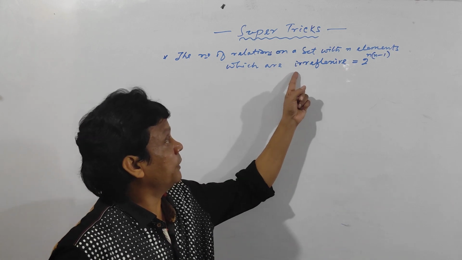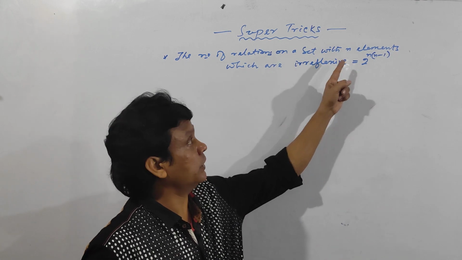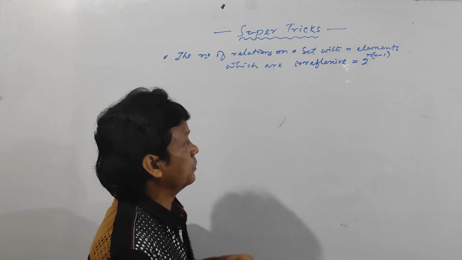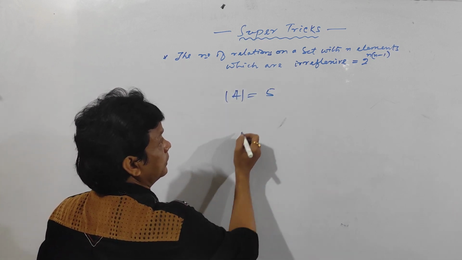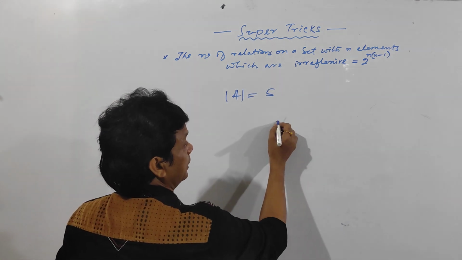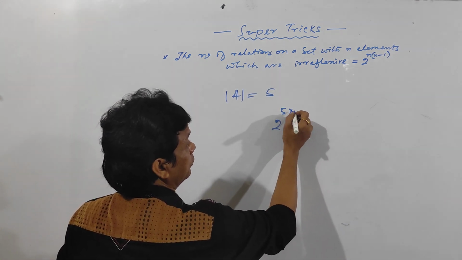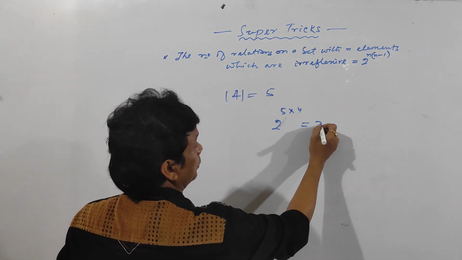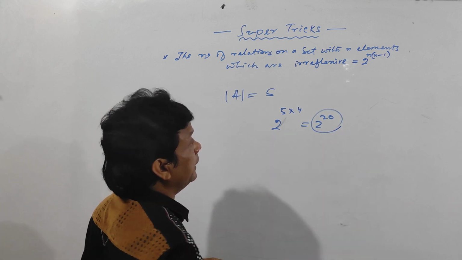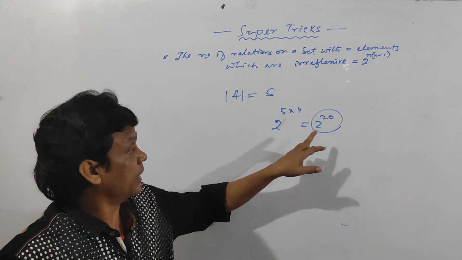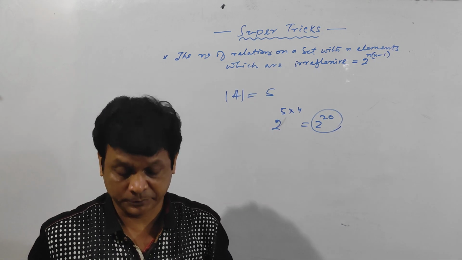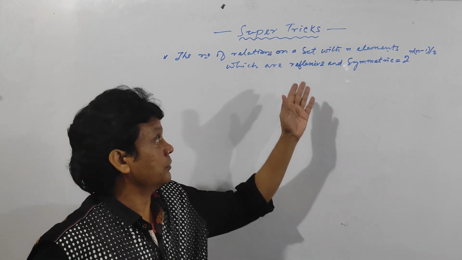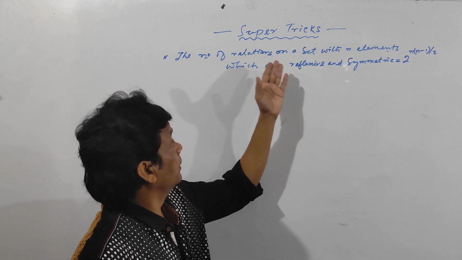Now, here is the number of irreflexive relations on a set containing n elements. You have 2 to the power n into n minus 1. If the cardinality of A is equal to 5, then what is the number of irreflexive relations? It is equal to 2 to the power 5 into 4, since 5 minus 1 is 4. So 2 to the power 20. 2 to the power 20 irreflexive relations can be formed on a set containing 5 elements. Clear?